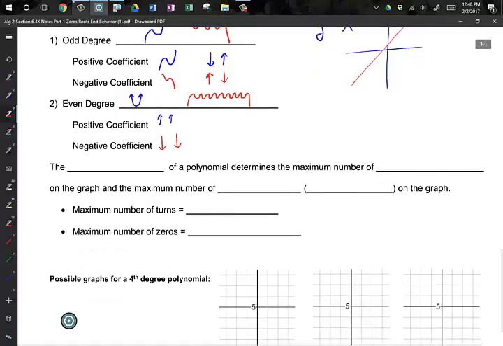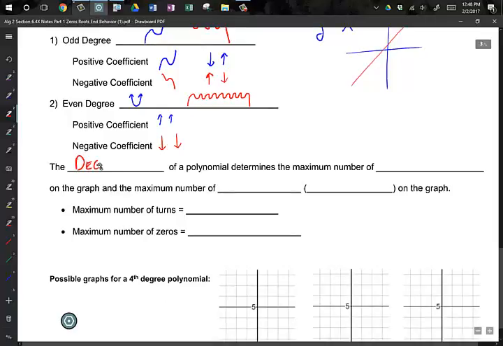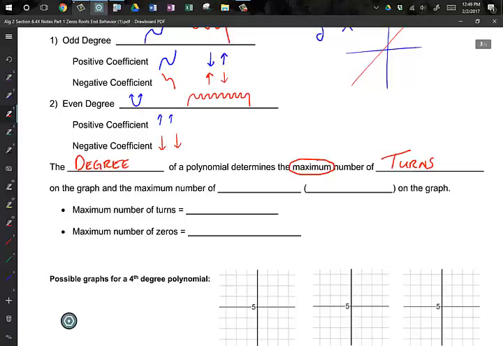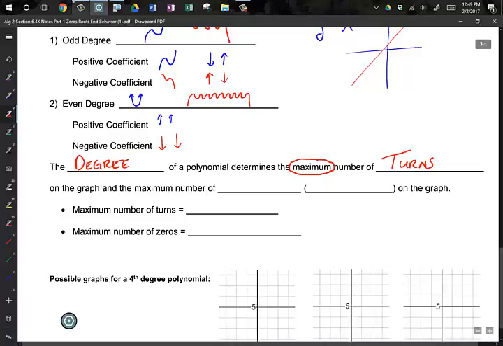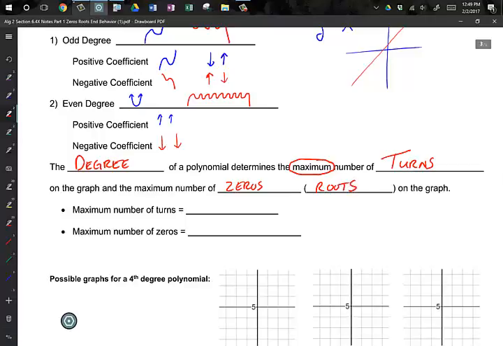All right, so the degree of the polynomial, by the way, this is the law of Gödel, determines the maximum number of what? Terms. Now, going back, Flounder, to your comment, what does that say there? The maximum number. Okay, that's why it didn't have 6. Okay, and the maximum number of zeros or roots on the graph. I hope you realize that zeros and roots are the same thing. It's where the line crosses the x-axis.